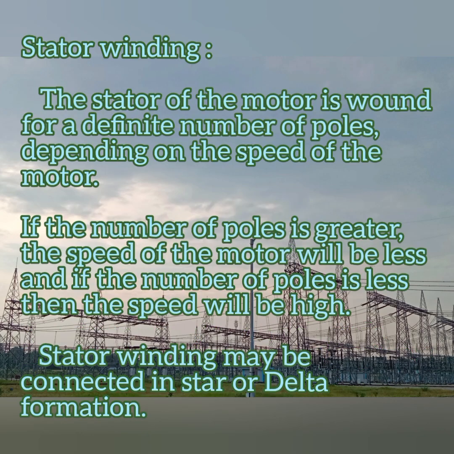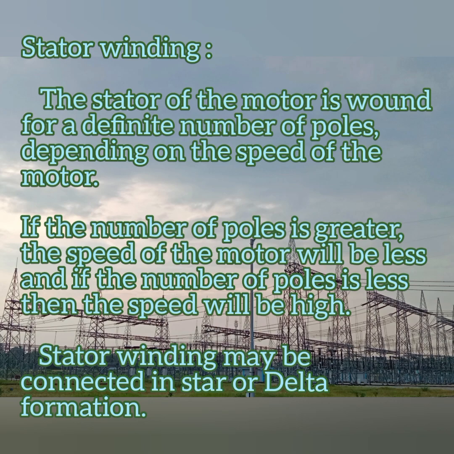Then coming to the stator winding. The stator winding is a wound type and has some number of poles. Depending on the speed of the motor, the number of poles will be increased or decreased. If the number of poles is greater, then automatically the speed of the motor will be less.